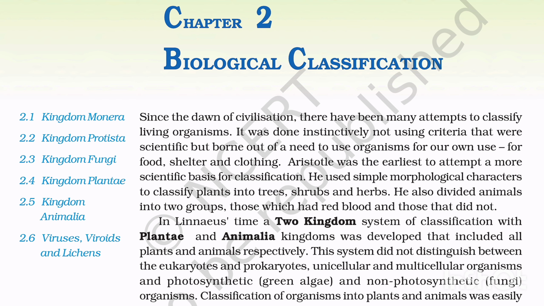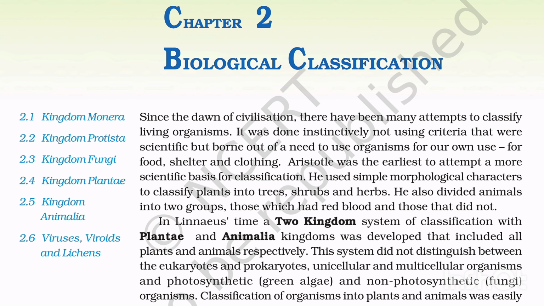Since the dawn of civilization, there have been many attempts to classify living organisms. It was done instinctively, not using scientific criteria, but born out of a need to use organisms for our own use for food, shelter, and clothing. Aristotle was the earliest to attempt a more scientific basis for classification. He used simple morphological characters to classify plants into trees, shrubs, and herbs. He also divided animals into two groups, those which had red blood and those that did not.